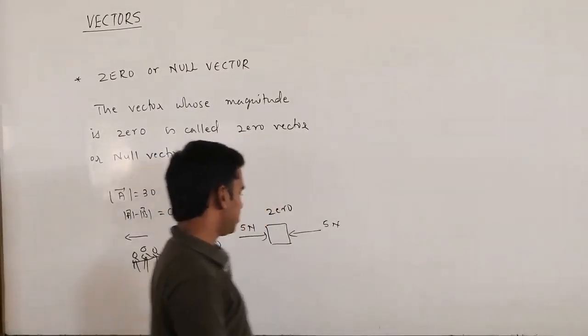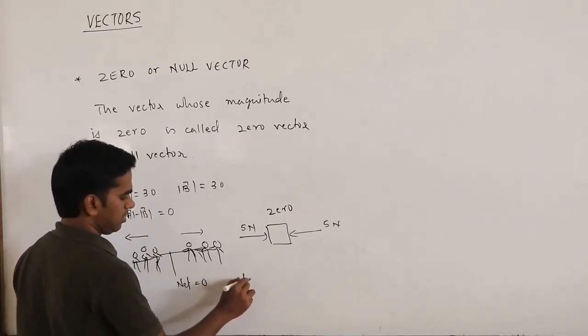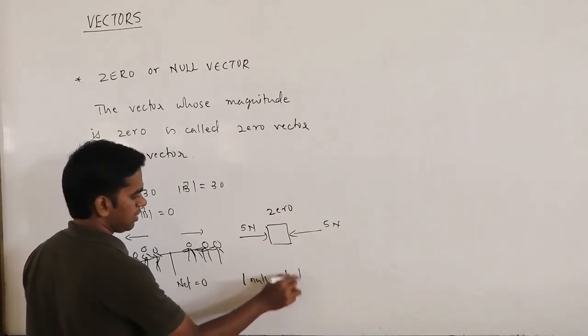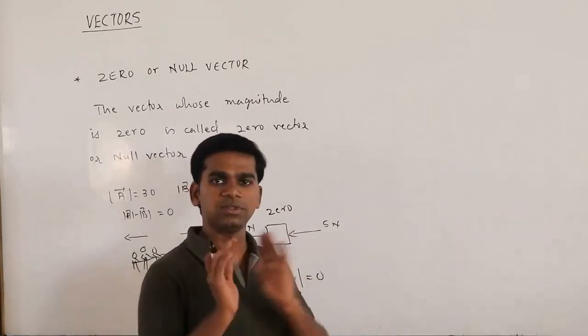So whenever they ask what is the magnitude of a null vector, it is going to be 0. Direction, of course, it has direction.